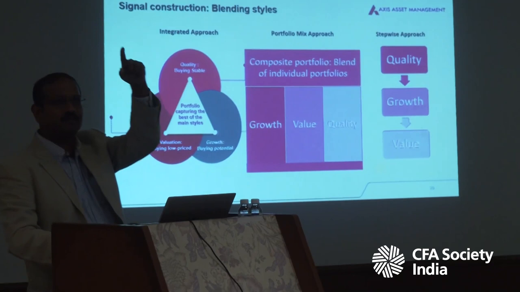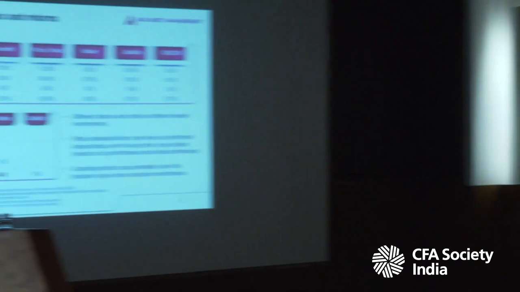Sorry, I think there was a question behind as well. Yeah. No, the weights are roughly equal between growth, price trend and quality. Slightly lower, but roughly equal. Can I move ahead?